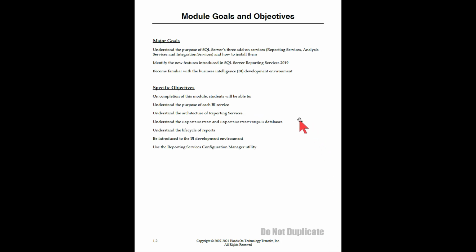Let's talk about the objectives first on the bottom of page 2. We're going to talk about the purpose of each of the business intelligence services. There are 3. We'll talk about the architecture of reporting services. We'll talk about the 2 different databases, Report Server and Report Server TempDB, and how they work and what they do. We'll talk about understanding the life cycle of a report, as well as the development environment we'll be using to build our reports. And we'll introduce the reporting services configuration manager utility, which is used to make configuration changes to the reporting services environment and the service.